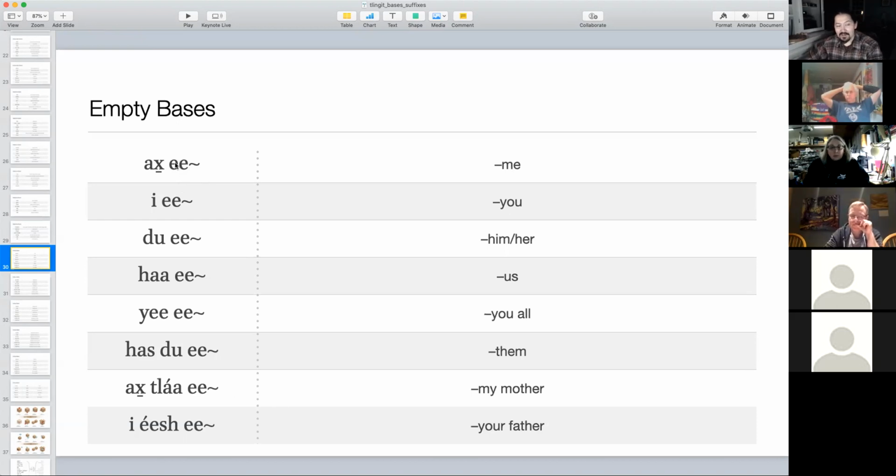So now you have ach, I. So these are all the possessives. Ach is mine. I is your. Du is singular there. Ha is our. Ye is y'all's. Hastu is plural there. Then you could say ach kla, ach ish, and you can also say ka, ka-i, which I don't think I have on here.